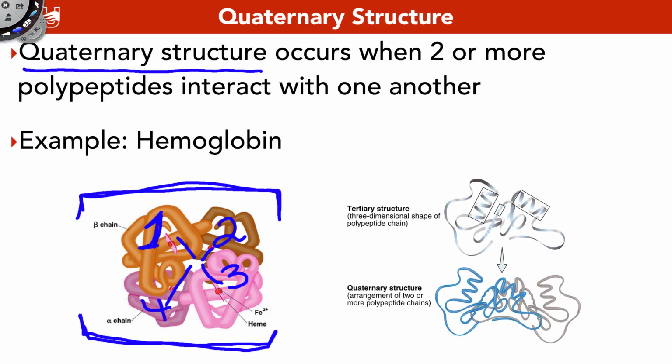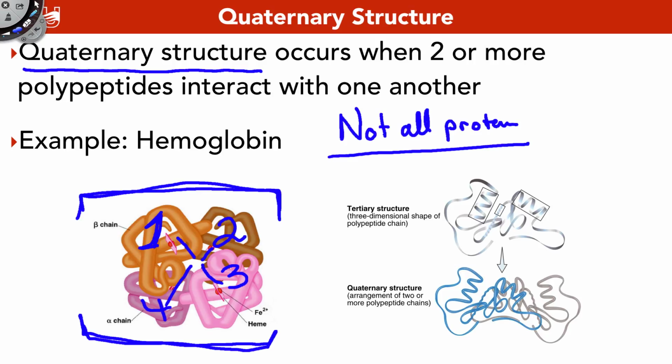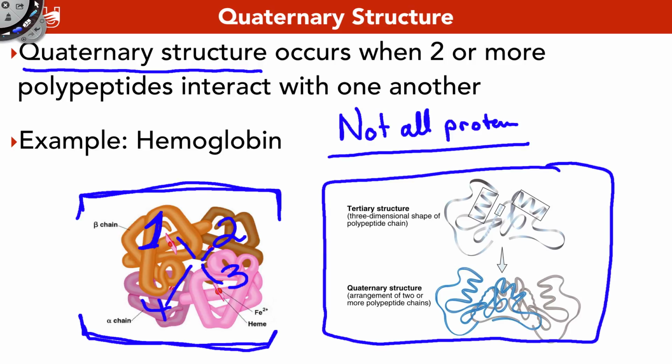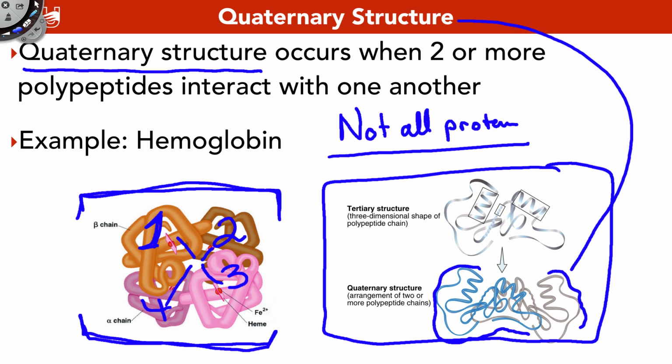Now again, not all proteins will have this. This is seen in some, but not every protein. All right. In the example right here in the lower right-hand side, we see that we have tertiary structure here, and they're trying to show that this blue polypeptide chain interacts with the gray polypeptide chain, and the entirety of that is quaternary structure.